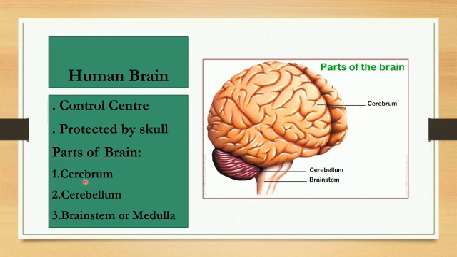The cerebrum controls the memory, thinking, and the 5 senses in the body. Cerebellum controls the muscle activities of the body. Brainstem or medulla controls those activities that are going on inside the body. For example, the function of the stomach, heart, kidneys, etc.